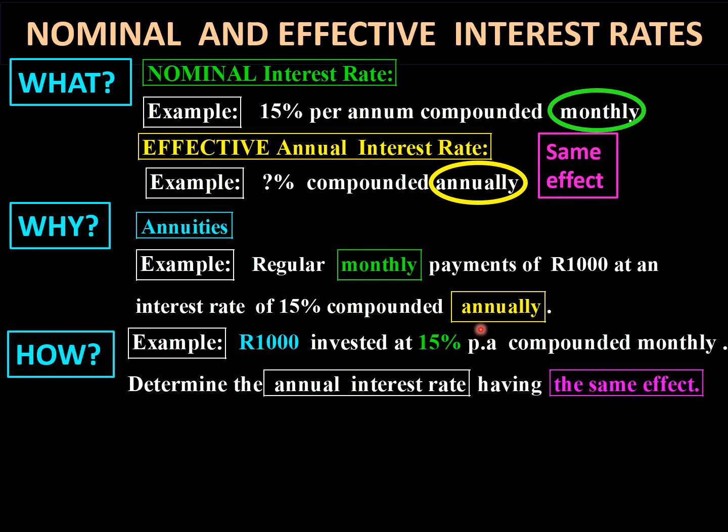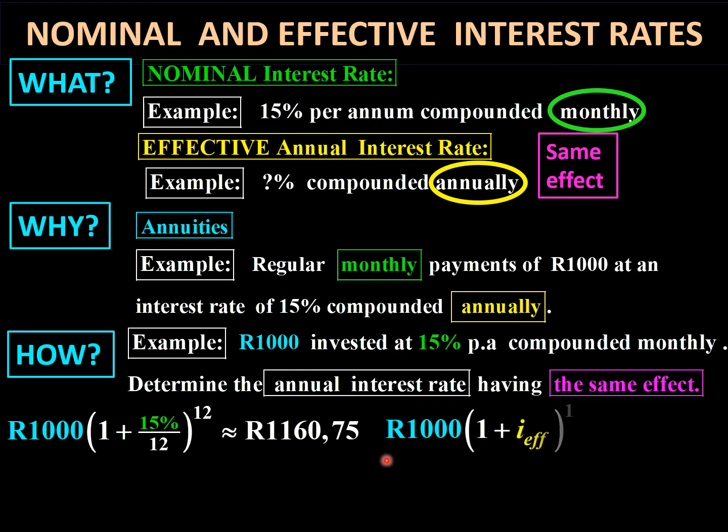Let's take an example. We have 1,000 Rand, which is invested at 15% per annum compounded monthly. And we'd like to determine the annual interest rate having the same effect. What does that mean? We want to determine the effective annual interest rate. Okay, so let's just do that calculation. 1,000 Rand at 15% for a whole year, and that yields us 1,160.75 cents. Now to have the same effect, I want to know what the annual interest rate should be. In other words, I should also obtain 1,160 Rand and 75 cents.